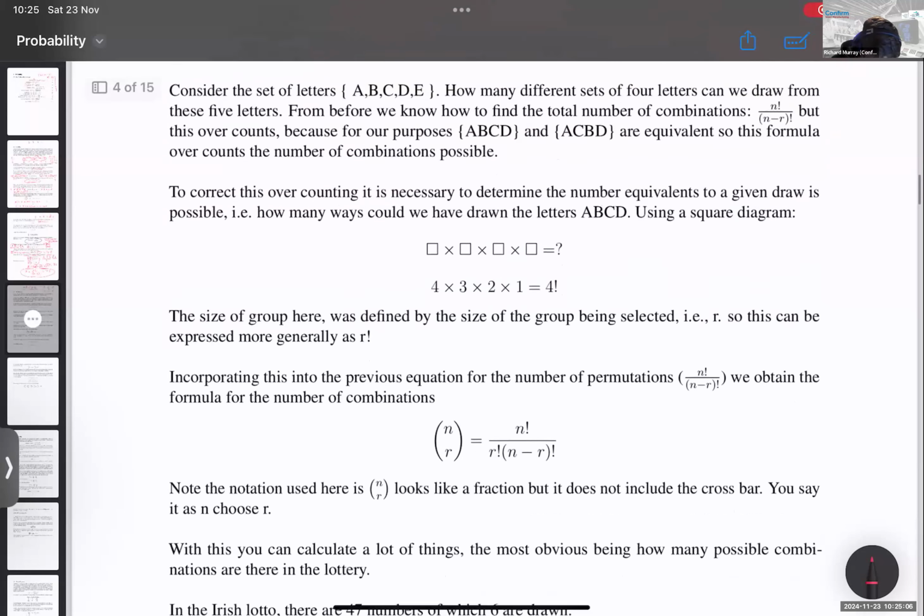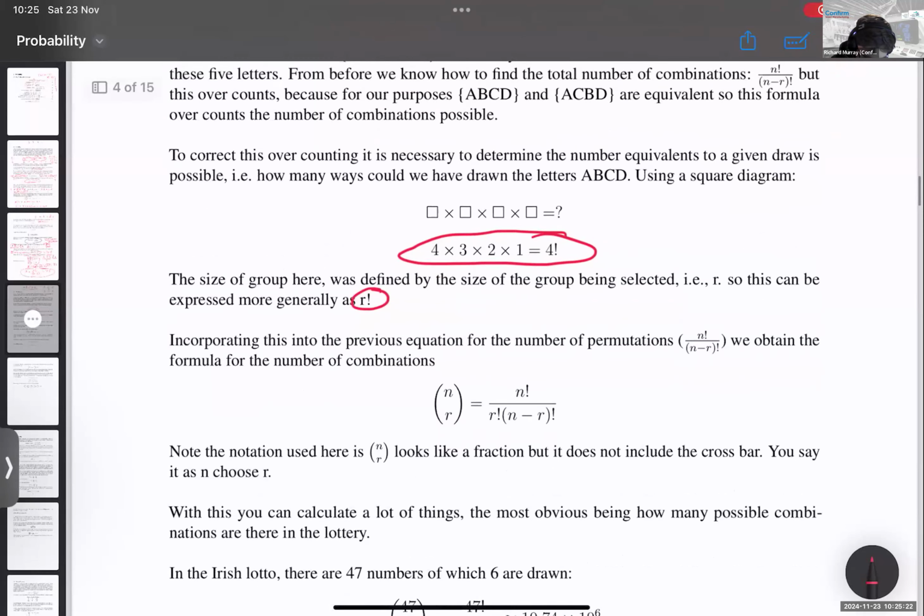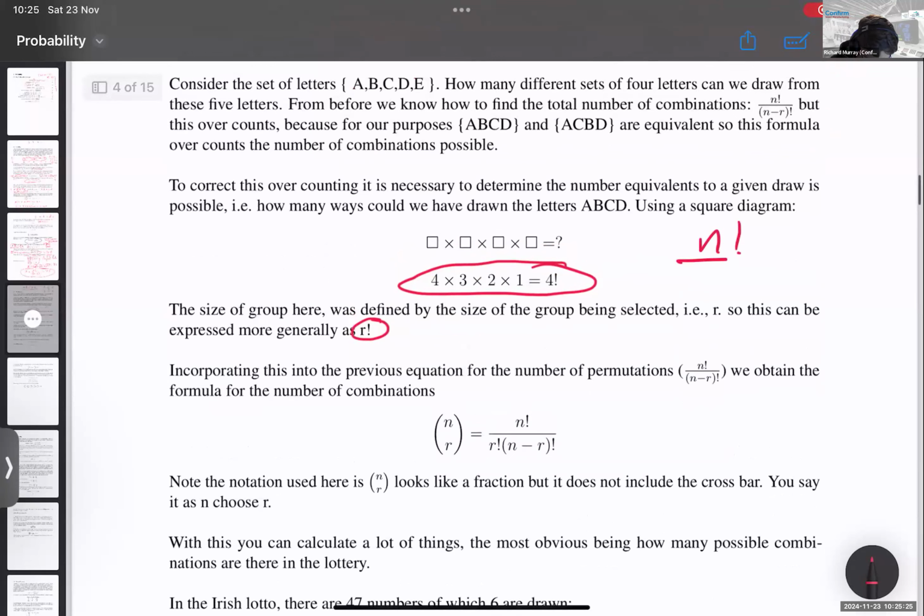So we saw previously that we had 4 by 3 by 2 by 1, which is equal to 4 factorial, and the size of our group is defined as r factorial. That gave us our n factorial over (n minus r) factorial notation that we had previously seen for our permutation. So just the number of ways that we could select this group.